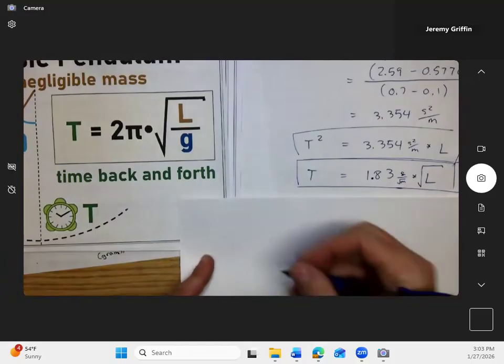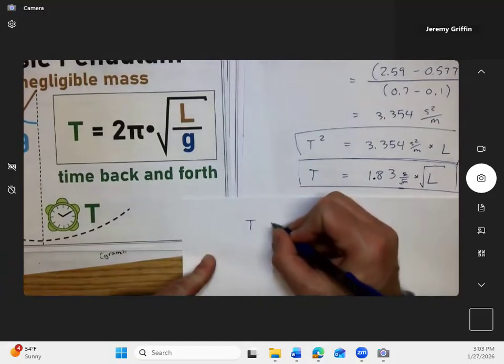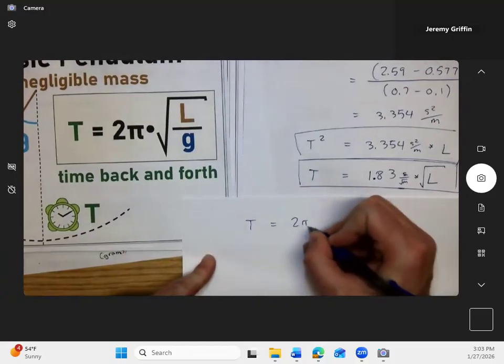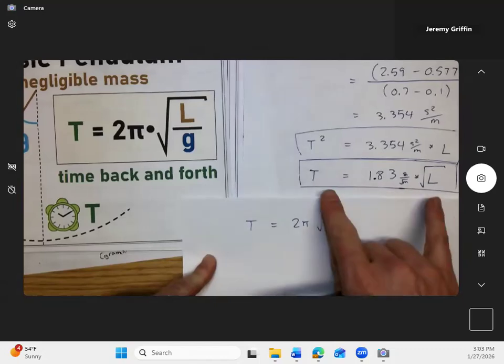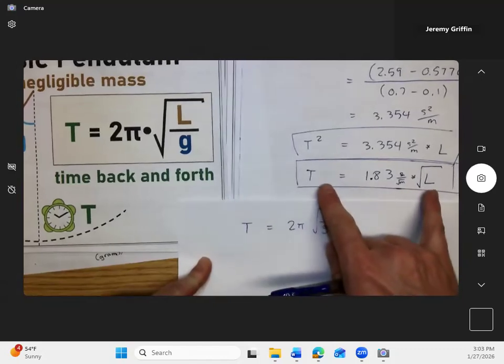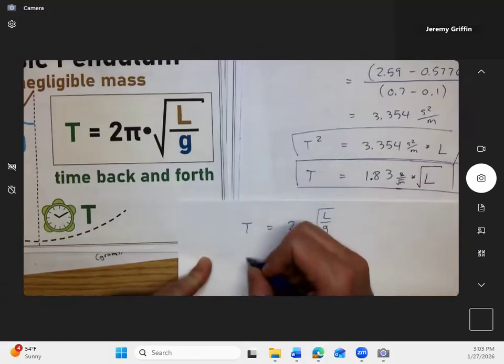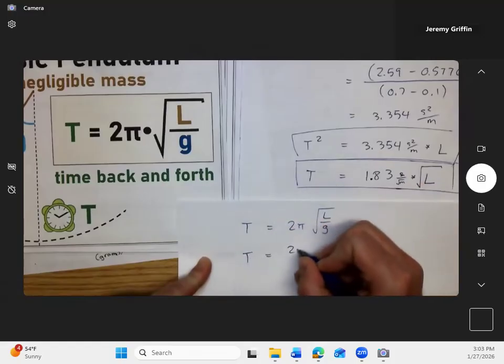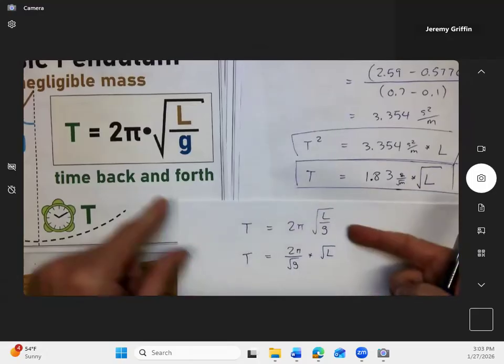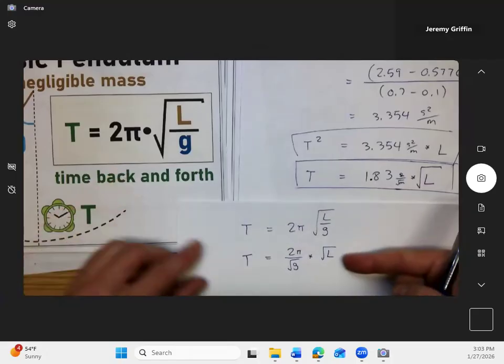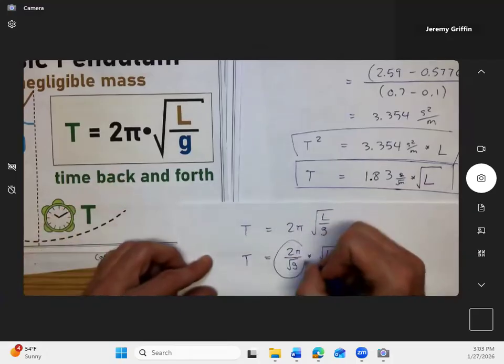All right. So, if the actual textbook answer is T equals 2 pi root L over G, and I want to make it look more like this answer I boxed in from your lab data, I can do this. Time equals 2 pi divided by root G, all times root L. Is that the same thing? So here's straight off my poster, and then I can just shuffle this around a little bit.